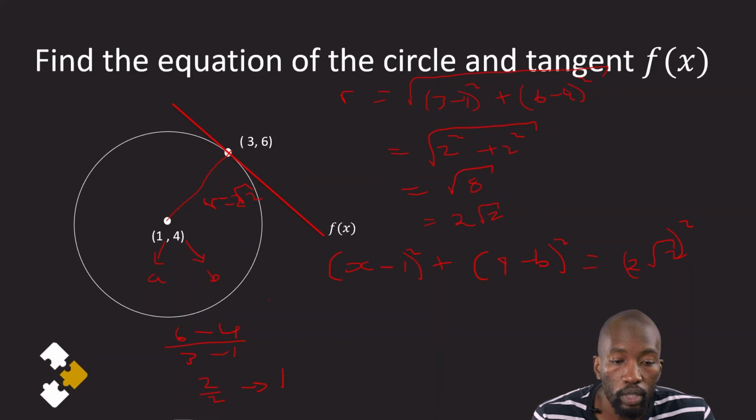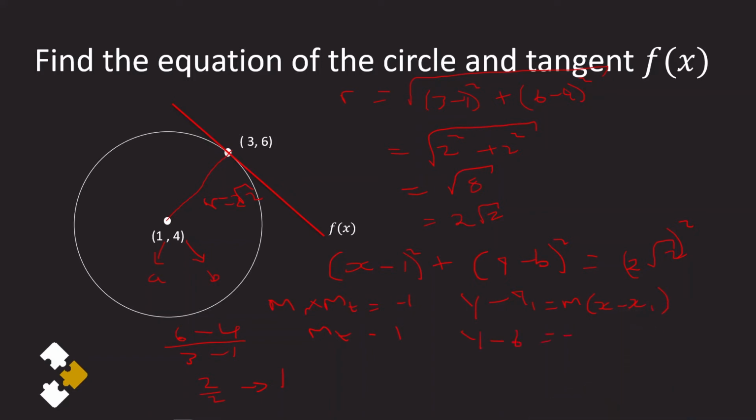So now we know that the gradient of the radius multiplied by the gradient of the tangent is equal to minus 1. So this means that the gradient of the tangent will then be minus 1. Now we can use the formula y minus y1 is equal to m into x minus x1. Then we start substituting. y minus 6 is equal to minus 1 into x minus 3.